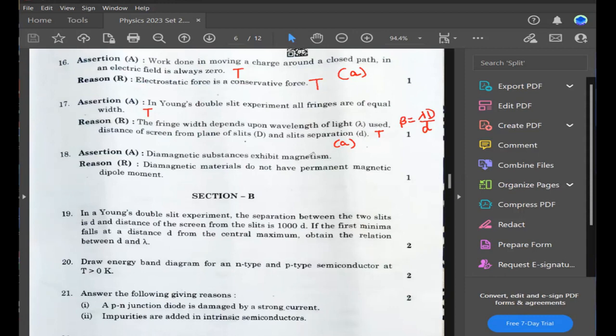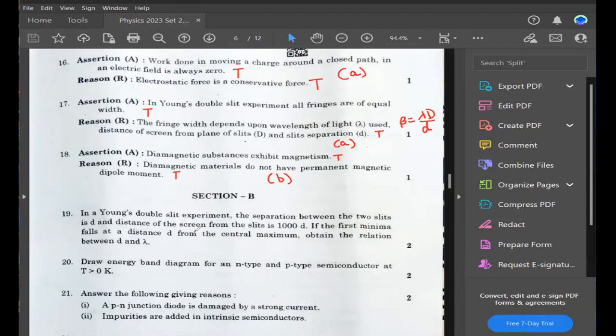Next is: diamagnetic substances exhibit magnetism. True. Diamagnetic materials do not have permanent dipole moment. This is also true, but the reason is not the correct explanation of the assertion. Hence, the option is B. Next question.